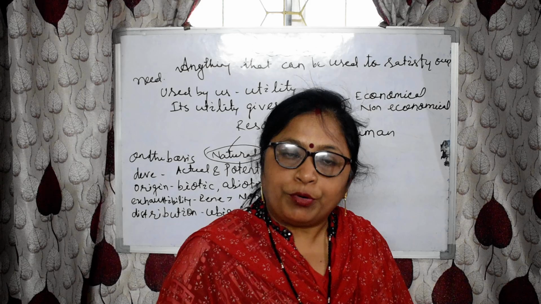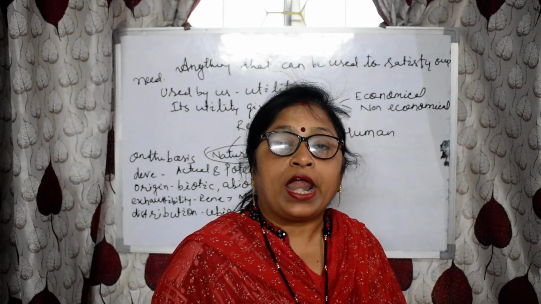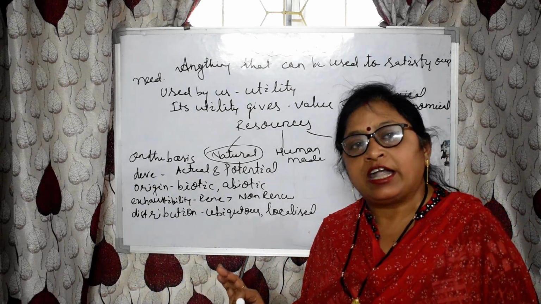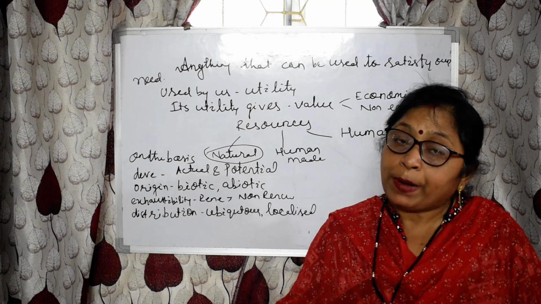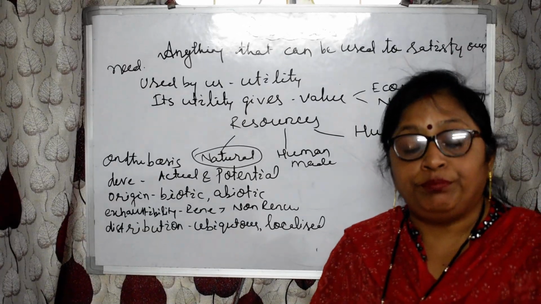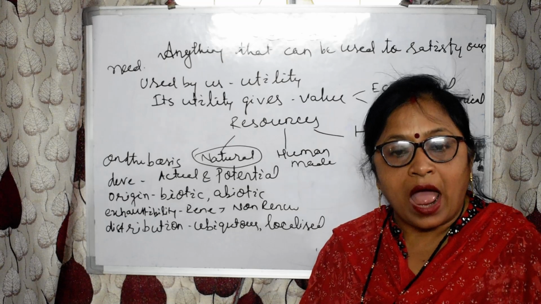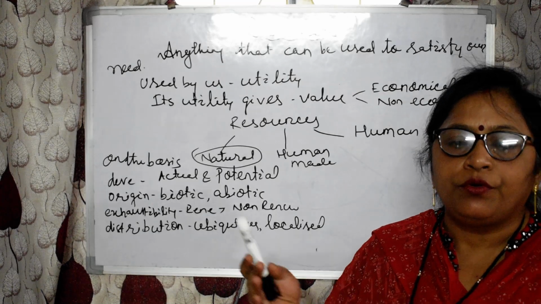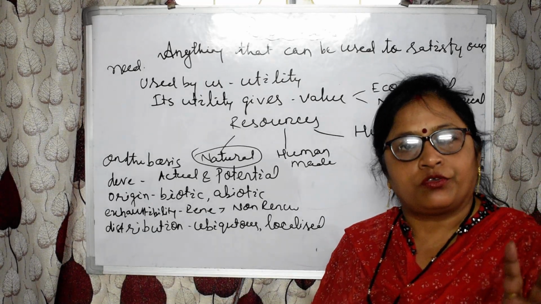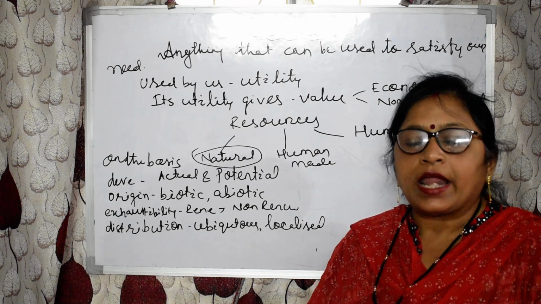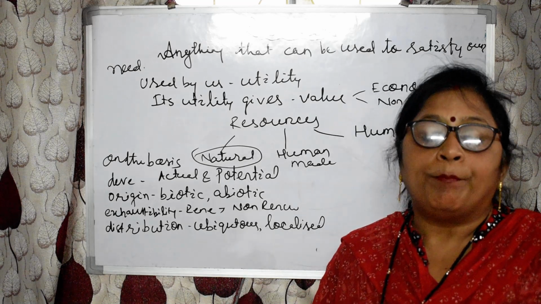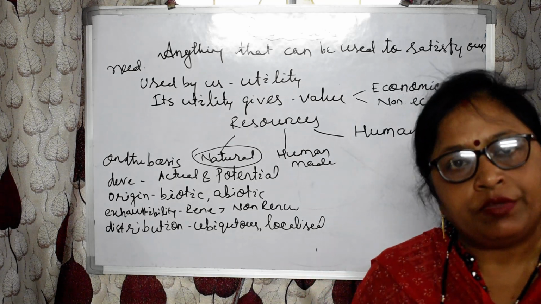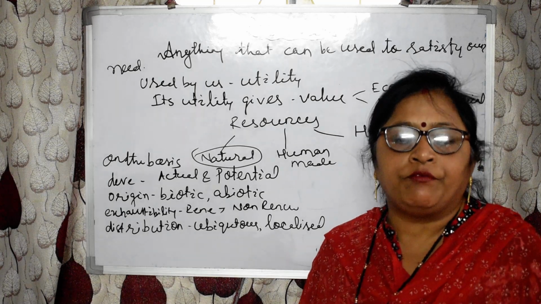Then come potential resources, which are those whose entire quantity may not be known, and which are not being used at present. These resources could be used in the future. The level of technology we have at present may not be advanced enough to easily utilize that resource. That is known as a potential resource. Second, on the basis of origin, biotic and abiotic resources. Abiotic resources are non-living things, biotic resources are living things.